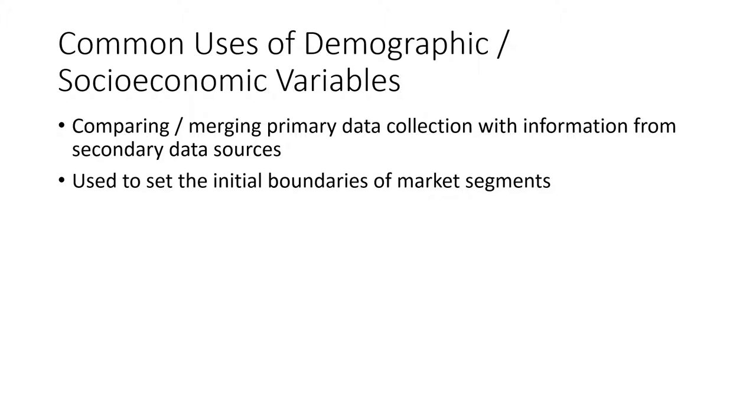Another use of demographic and socioeconomic variables is that they often are used to set very initial boundaries of market segments. So these are very broad, coarse segments. For example, you may think about the Nielsen Prism system that they used to segment U.S. households. Although there were over 60 precise, detailed market segments, the initial way that they sliced apart those segments was based on three demographic and socioeconomic variables, and that was where people lived, the stage in life they were at, and the degree of wealth that they possessed. From there, once those initial variables were used to create initial market segments, then other variables were used to drill down deeper.